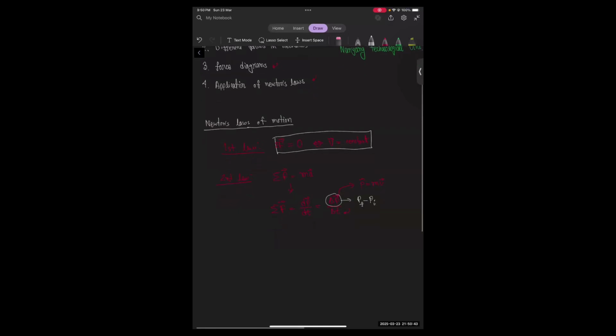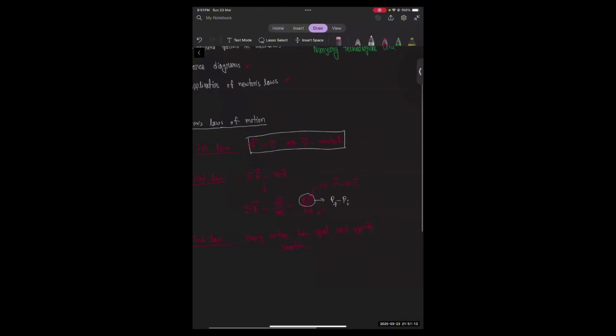All right, and then for the third law, we basically talk about it as: every action has an equal and opposite reaction. Now, these are the three laws.